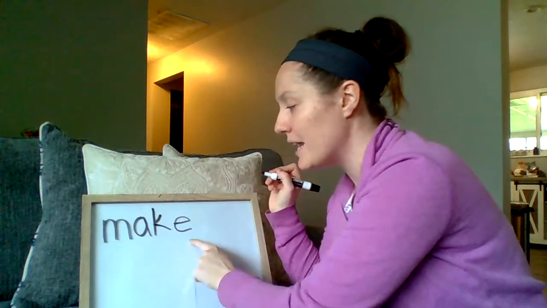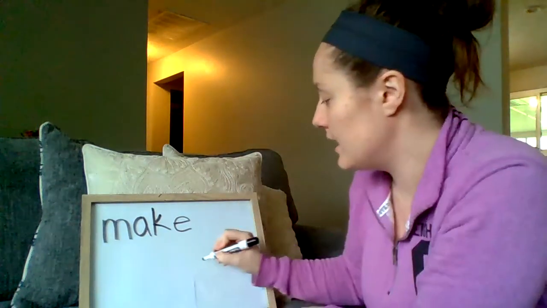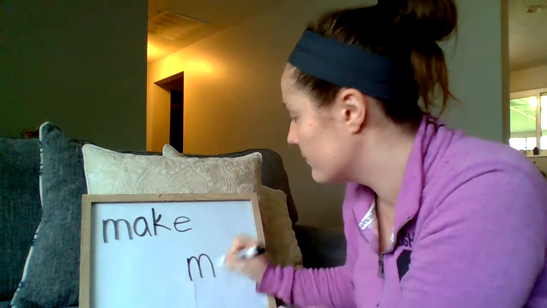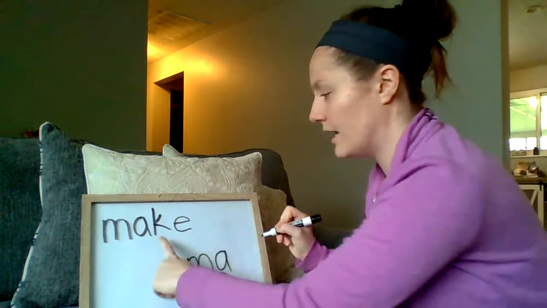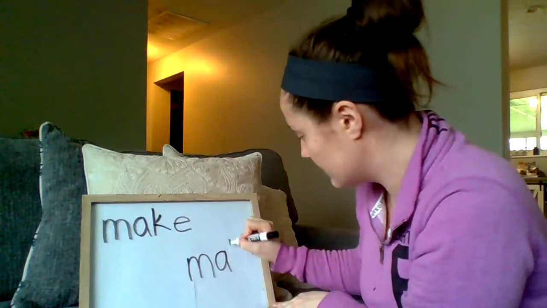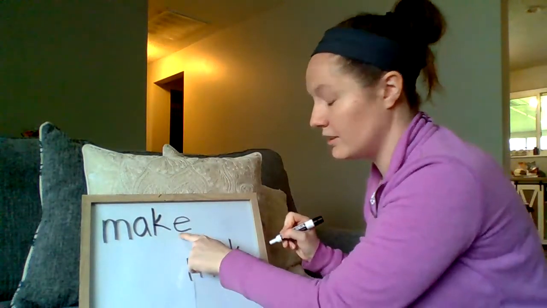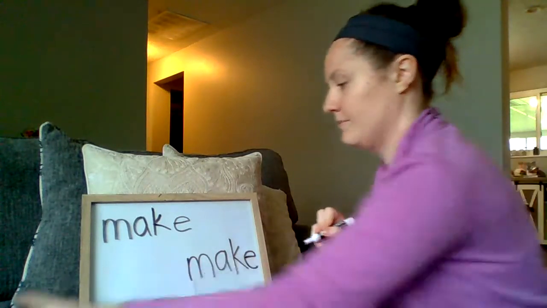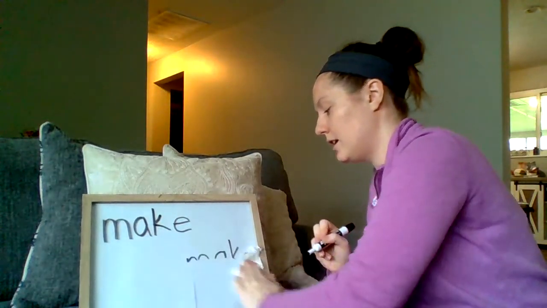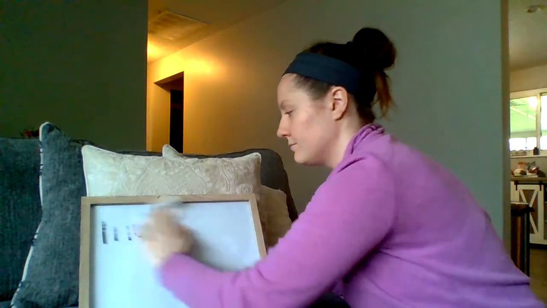Make. First letter is M. Next letter is A. Then we have a K. And our last letter is E. Make. Okay. Let's go ahead and erase this.